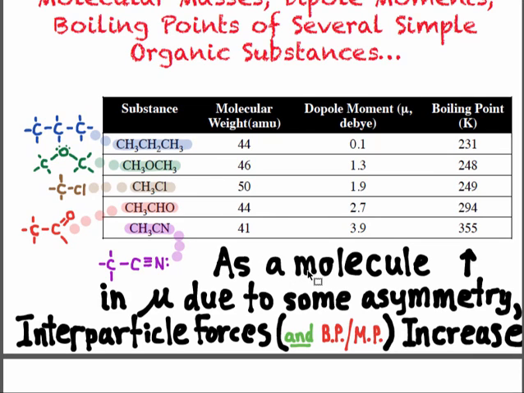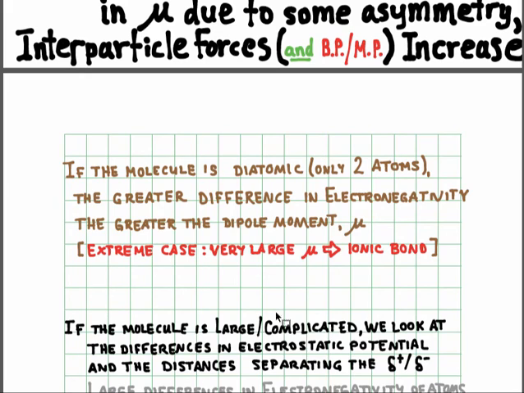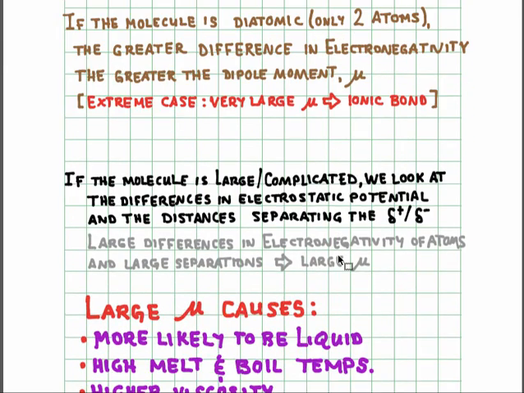I said briefly here that as the molecule increases in dipole moment due to some asymmetry, the interparticle forces, which we'll study more in chapter 8, increase, and that increases the boiling point and the melting point. Again, to summarize, if the molecule is diatomic, just two atoms, the greater the difference in electronegativity, the greater the dipole moment. If the dipole moment gets really big, then we'll just call it an ionic bond, and therefore it's a salt, and therefore it's probably very hard to melt. It's almost likely a solid.